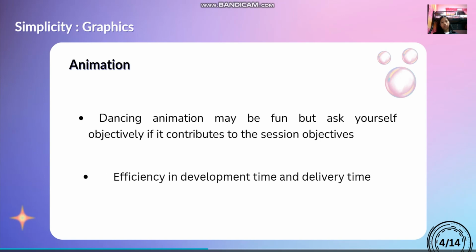Next is the efficiency in development time and delivery time. It means finishing your project or product faster without sacrificing quality, so it can be delivered to users or clients sooner. In a scenario, you're building a training app for employees. Instead of creating it from scratch, you use a simple drag and drop platform like Canva or Google Sites. As a result, you finish it in two days instead of two weeks. The result is you save development time and deliver the training faster to the team, efficient on time.